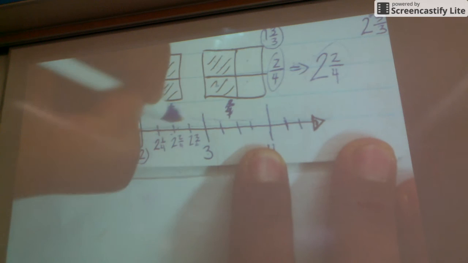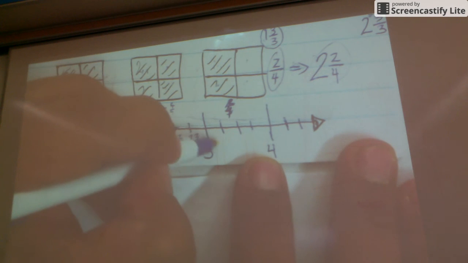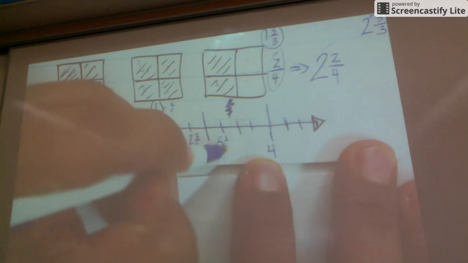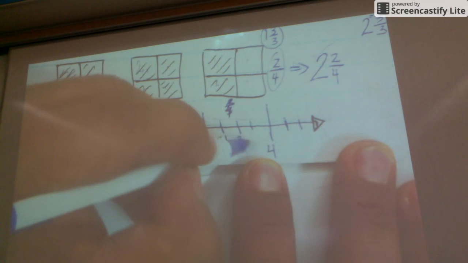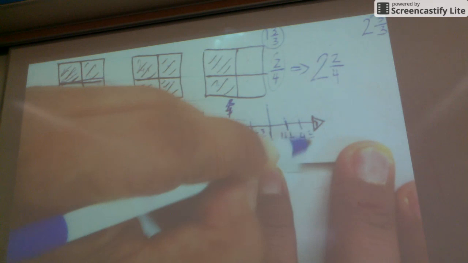Now, we've already found out where this number is, 2 and 2 out of 4. This is right here. And if we keep going, we can find out that this is 3 wholes and 1 out of 4, 3 wholes and 2 out of 4, 3 wholes and 3 out of 4, 4 wholes, and 4 wholes and 1 out of 4, 4 wholes and 2 out of 4. And then we can keep going and going. Okay? So that's the basics of getting our mixed number on a number line.